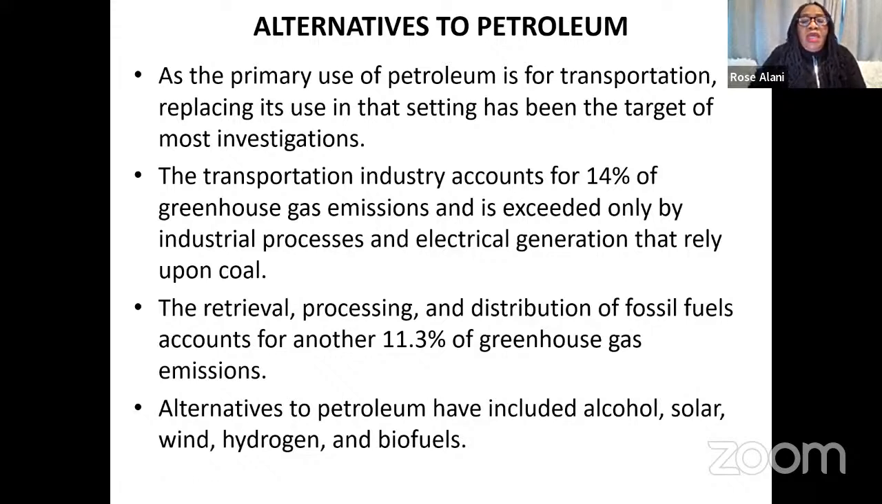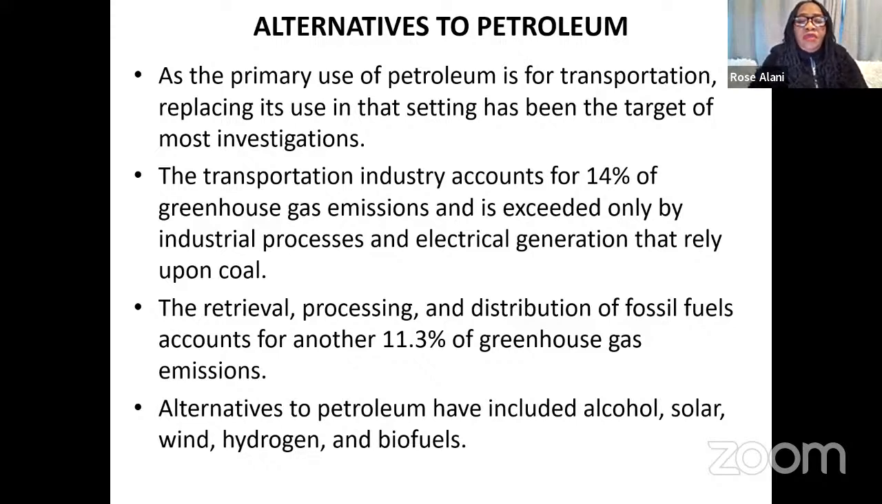As the primary use of petroleum is for transportation, replacing its use in that setting has been the target for most investigations into alternatives to petroleum. The transportation industry accounts for 14% of greenhouse gas emissions, and is exceeded only by industrial processes and electrical generation that rely upon coal.